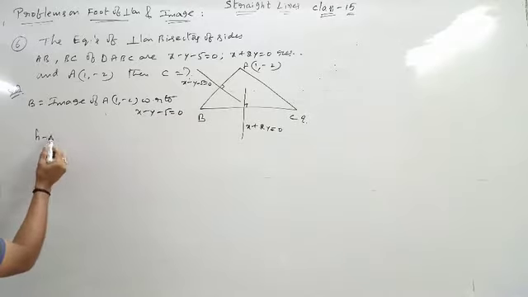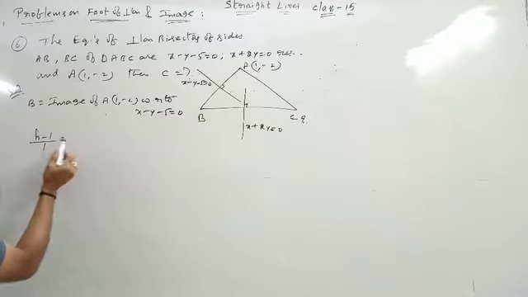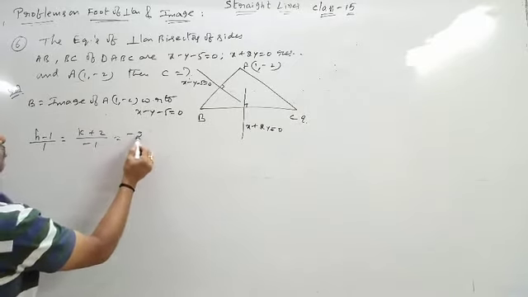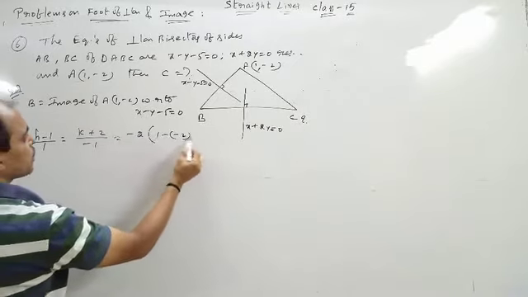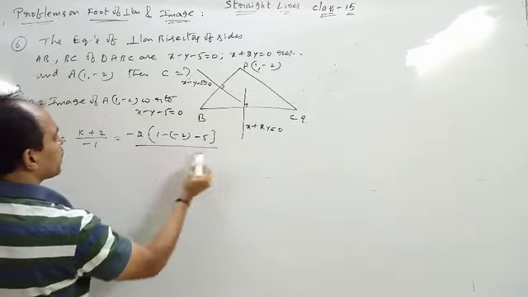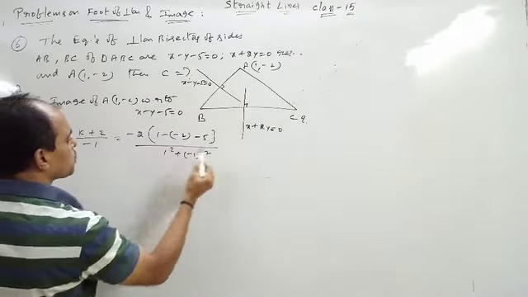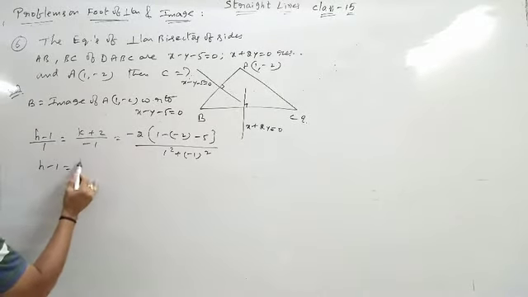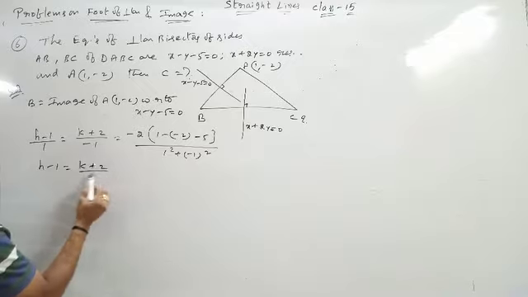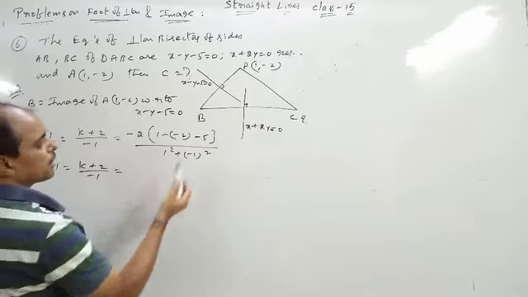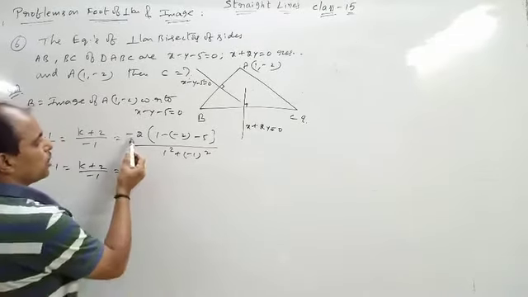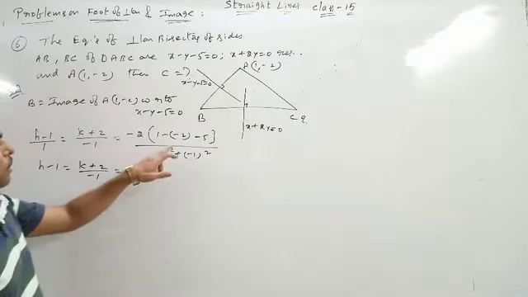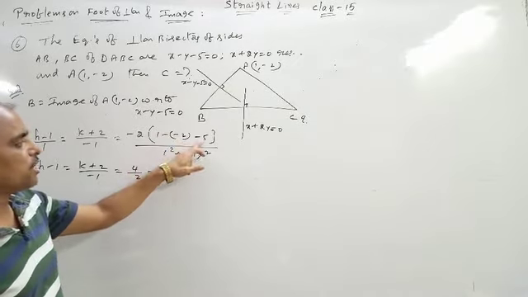So how to find the image? h minus 1 by 1 is equal to k plus 2 by minus 1 is equal to minus 2 of 1 minus of minus 2 minus 5 by 1 square plus minus 1 square. So what about this value? That is h minus 1 is equal to k plus 2 by minus 1 is equal to minus 2 of 3 minus 5, that is minus 4 by 2, that is equal to 2 only. See, 1 plus 2, 3. 3 minus 5, minus 2.